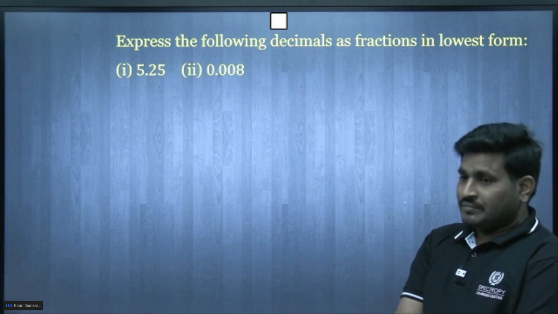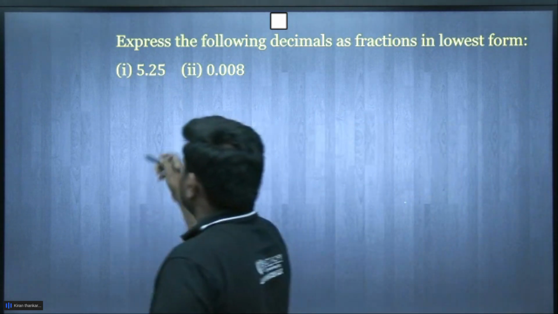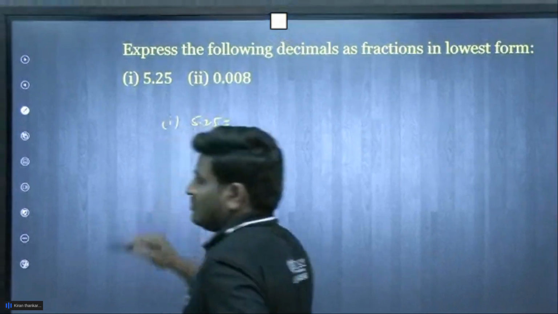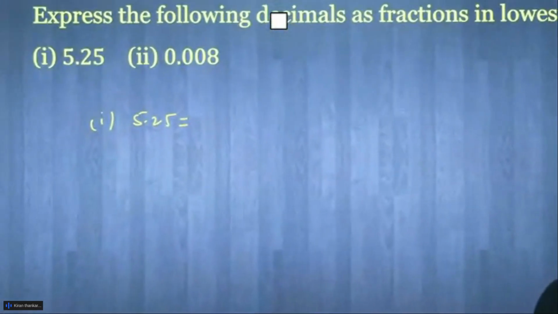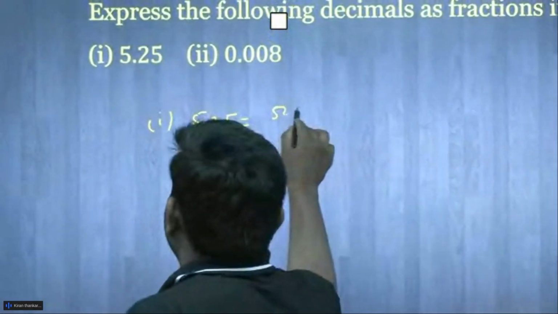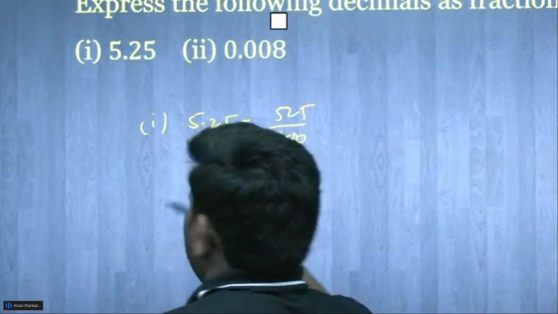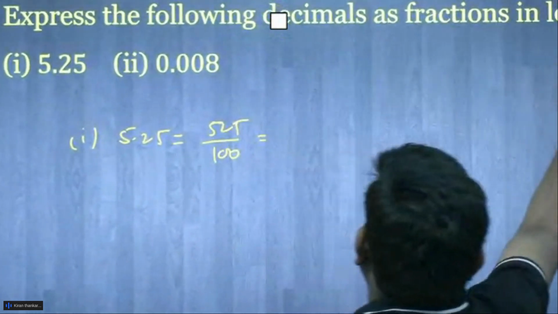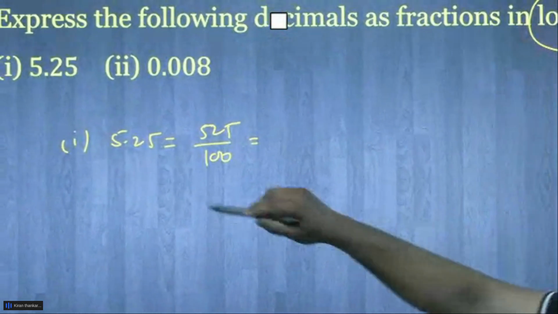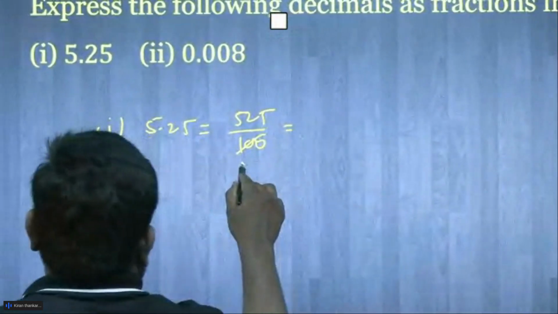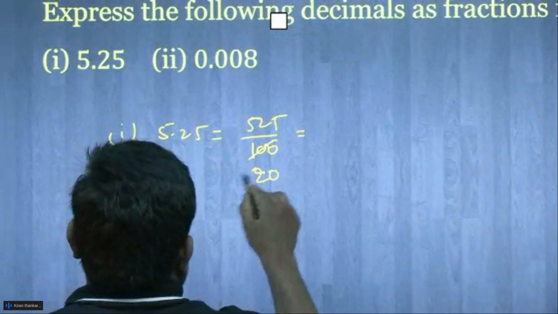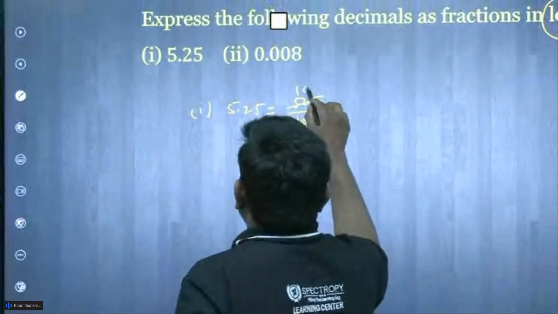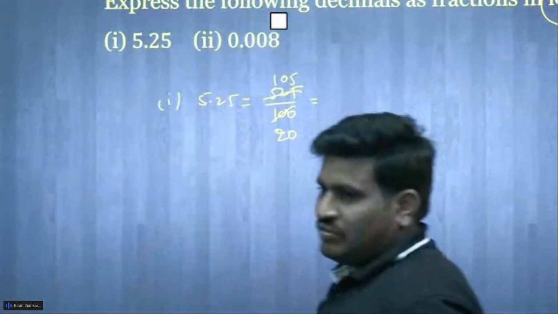Here we have 525 by 100 and 8 by 1000. Let's take the first question, 5.25. We can write it as 525 by 100, and reduce it to the simplest form. Simplest form means using the 5 table: 5 twenties are 100, 5 fives are 25, 5 ones are 5. So 2 is not possible.